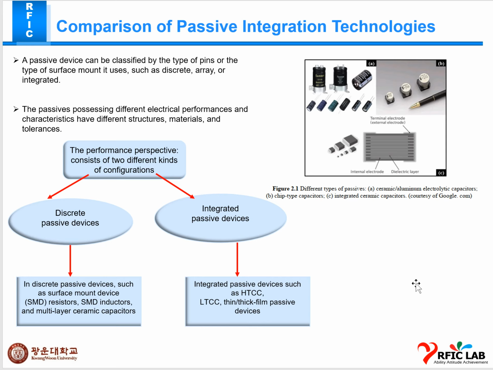It consists of two different kinds of configuration: discrete and integrated passive devices. In discrete passive devices, there are surface mount devices, SMD resistors, SMD inductors, and multi-layer ceramic capacitors. In integrated passive devices, such as HTCC, LTCC, thin and thick film passive devices have been used.